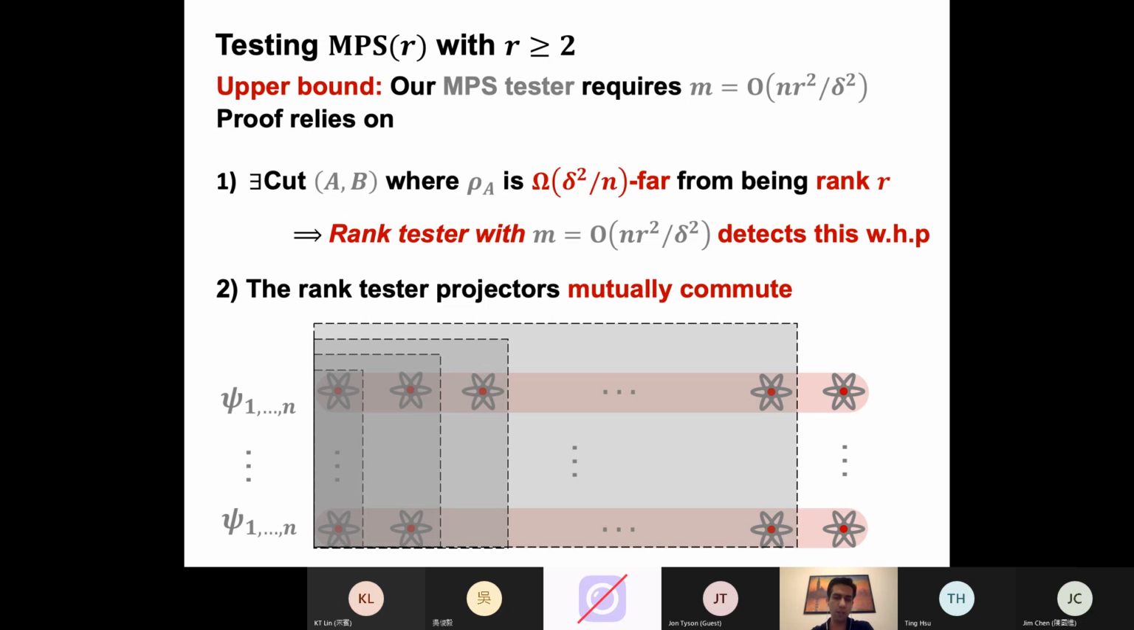And overall, they construct a valid projected measurement. So as a result, the location of this cut doesn't matter and will be detected by our measurements with high probability.